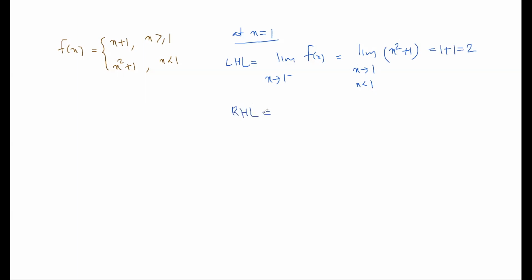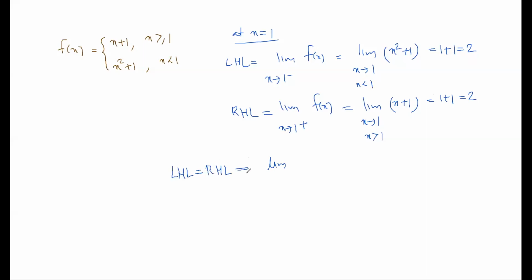Right hand limit. Limit of that function, you are approaching 1 from the right side, x is greater than 1. When x is greater than 1, the function is x plus 1. So which is equal to 1 plus 1, 2. So left hand limit is equal to right hand limit. That implies limit of f of x as x approaches to 1 exists, and that is 2, limit is 2, that exists.